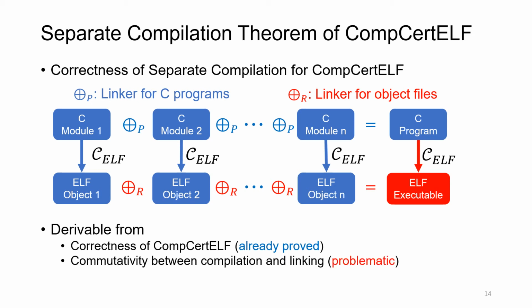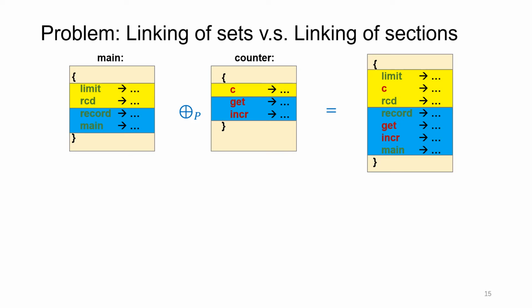However, this commutativity property is difficult to prove because the linker for C programs and the linker for object files behave very differently. Again, we use our running example to illustrate the problem. In this figure, the yellow regions correspond to global variables and the light blue regions correspond to internal functions.